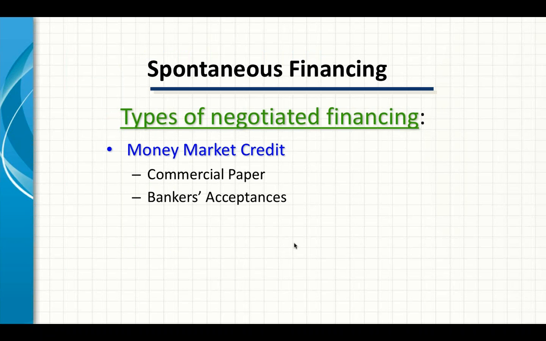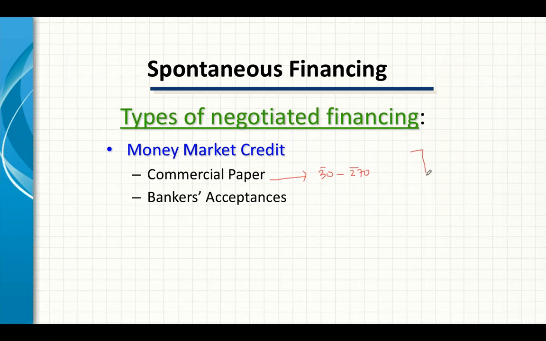Here, spontaneous finance. We also want a kind of finance that can be borrowed on a daily basis or weekly basis or for a month. That is called negotiated financing. Negotiated financing can be money market credit, which is borrowed for a short period. Examples include commercial paper. Commercial paper is a promissory note issued by public limited companies to individuals or other companies for a period of 30 days to 270 days. So within these days you'll have to repay.